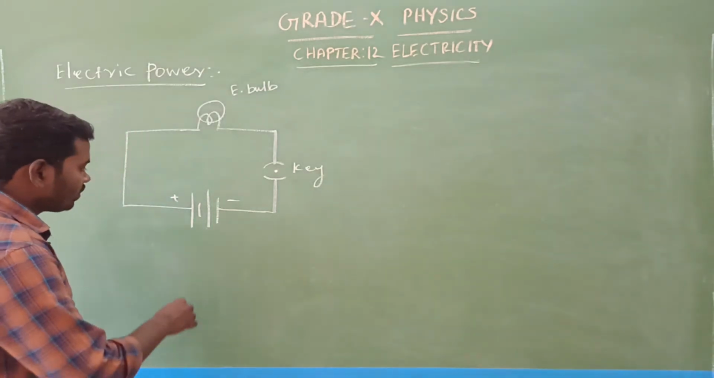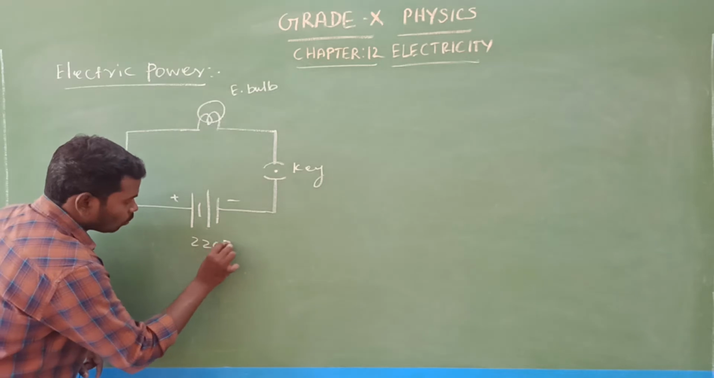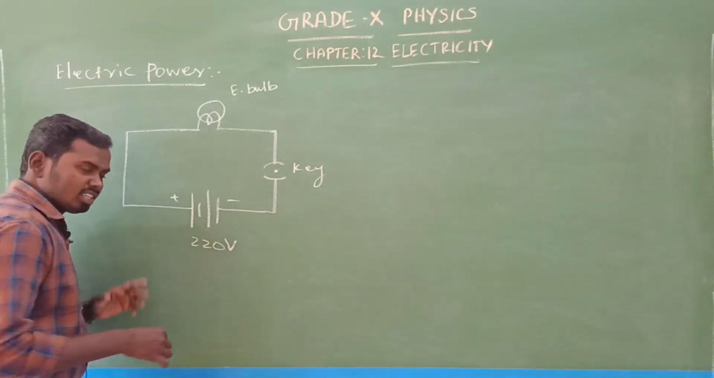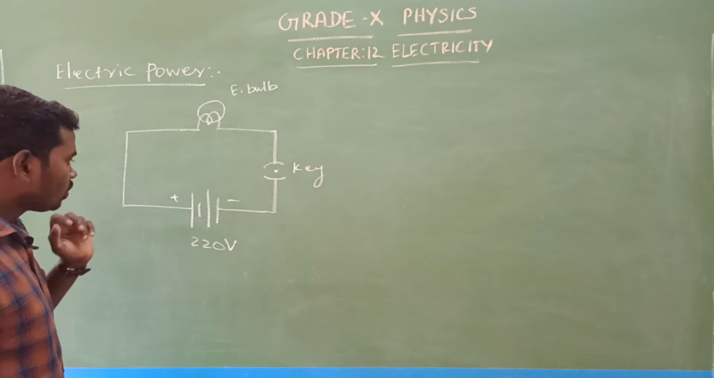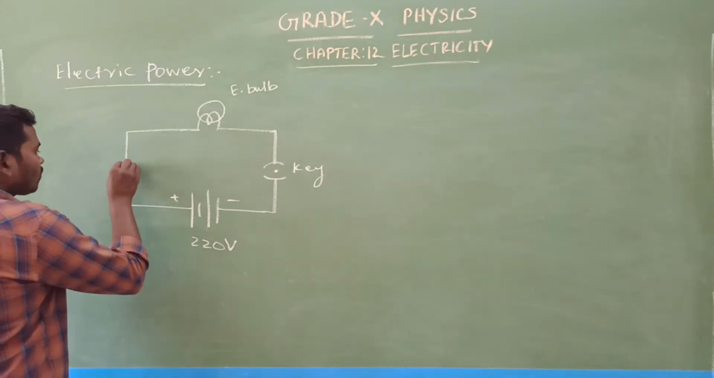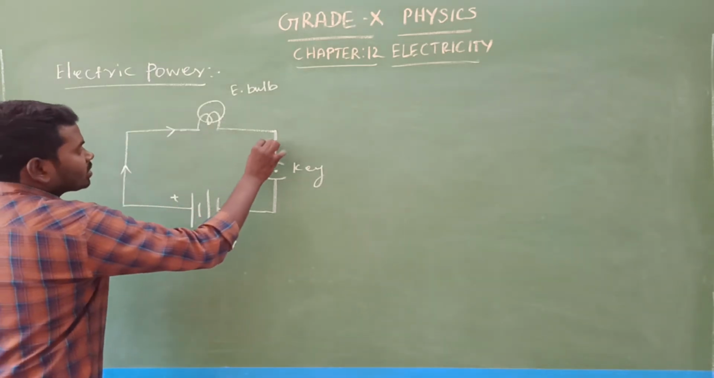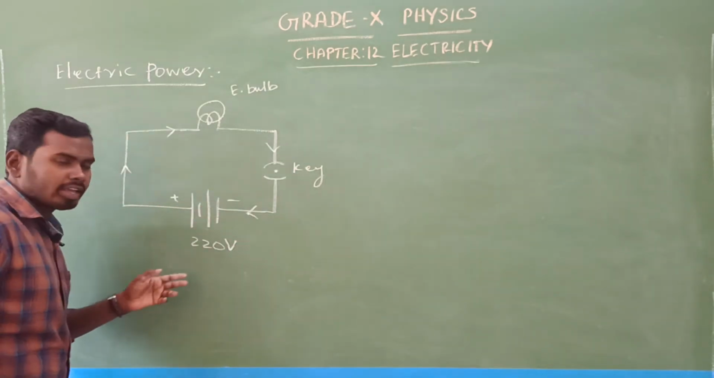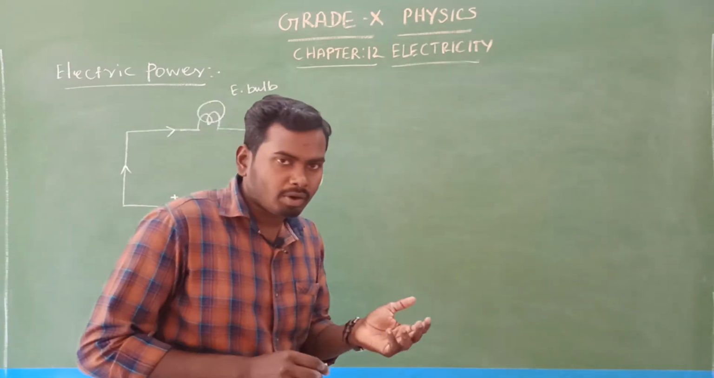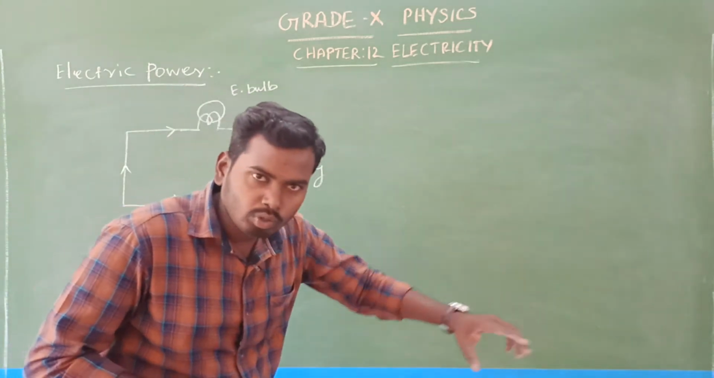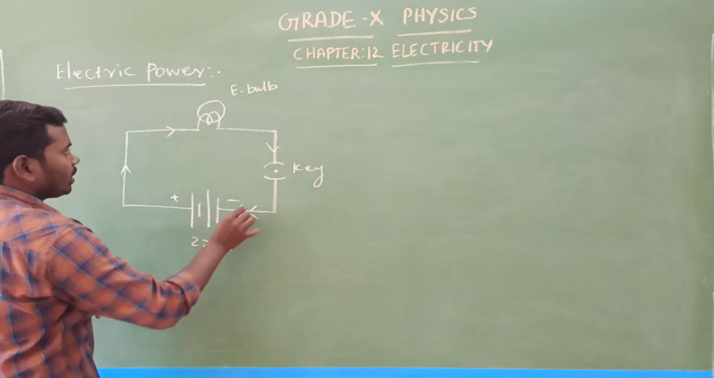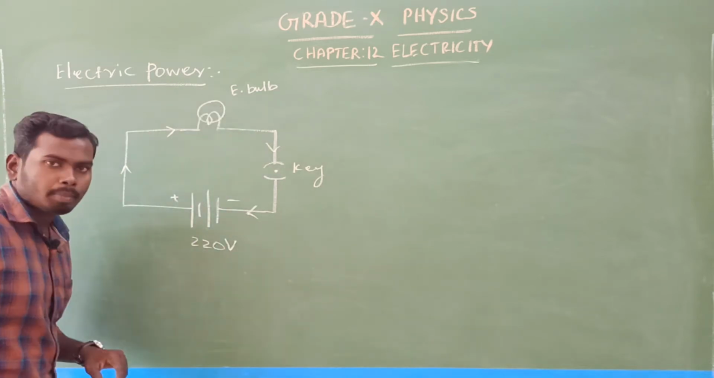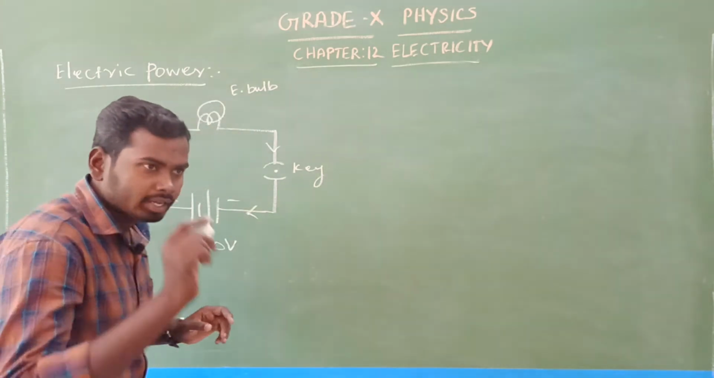Note this point, we apply a 220 volt potential difference in the circuit. So what will happen? Due to this potential difference, there will be some amount of current. Already we know the current always flows from the positive terminal of the battery to the negative terminal of the battery. So current starts flowing from the positive terminal to the negative terminal. There is a bulb. So what will happen here?